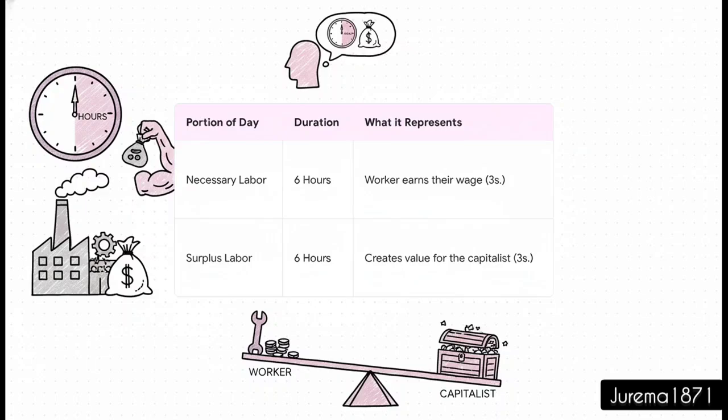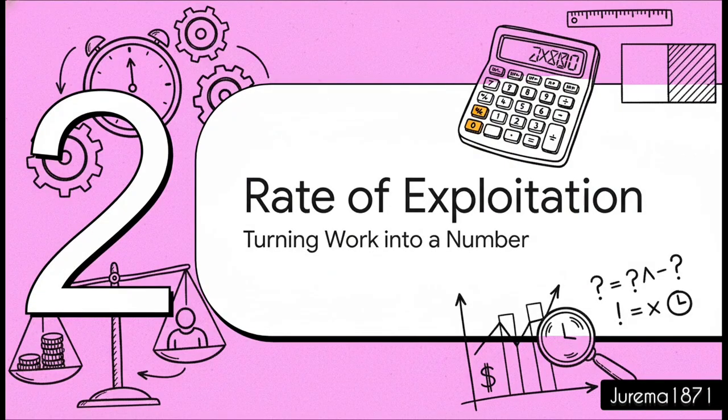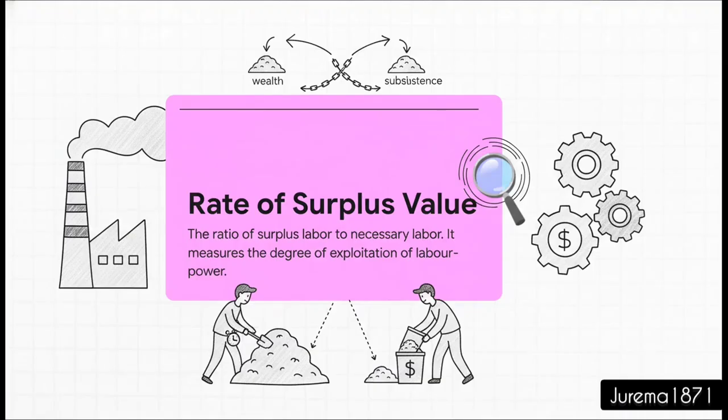That's the surplus. Now, Marx wasn't just telling a story here. He was a numbers guy. He wanted to pin this down, to actually measure it. He developed a way to turn this whole idea into a cold, hard number. And he calls it the rate of surplus value. It's basically just a ratio that compares the unpaid work to the paid work. For Marx, this wasn't just some abstract economic thing. It was a mathematical formula for exploitation.